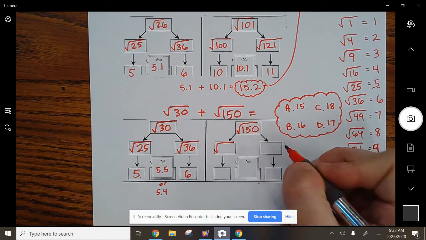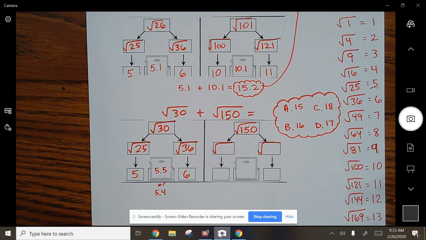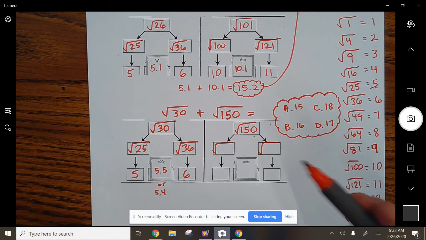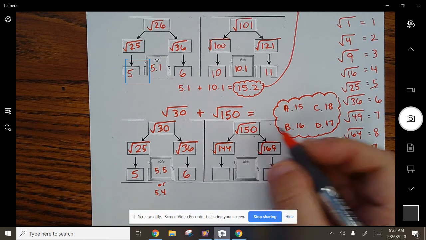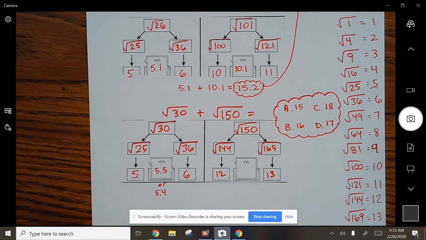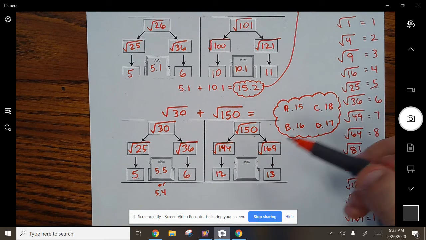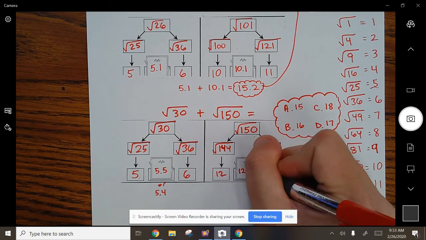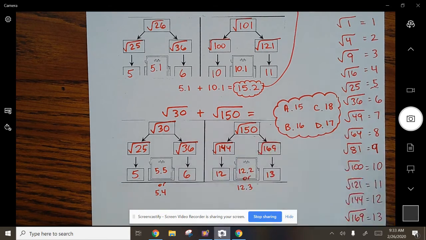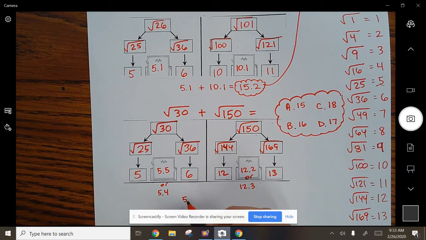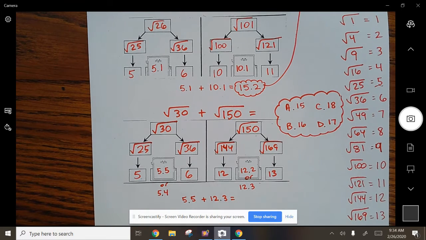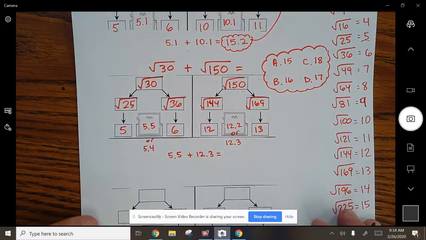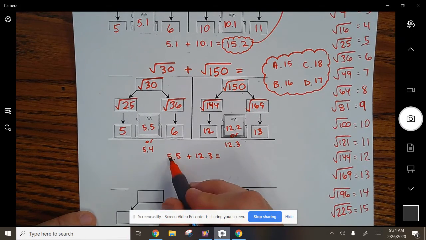Now this one, where does 150 fall? 150 falls right down here between 144 and 169, between 12 and 13. Now, is it closer to 12? Sure. It's not right next to 144, but it's close enough. How about a 12.2 or 12.3? So now you have this 5.4 or 5.5 number plus this 12.2 or 12.3 number. Either way you use it, look down here. When you add these up, 5 plus 12 is 17.